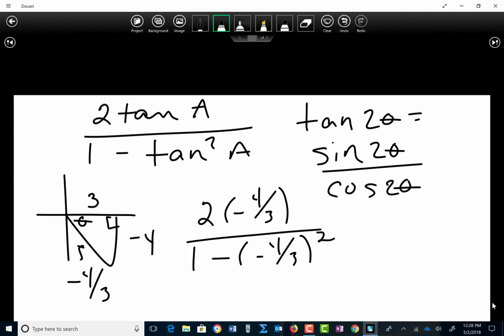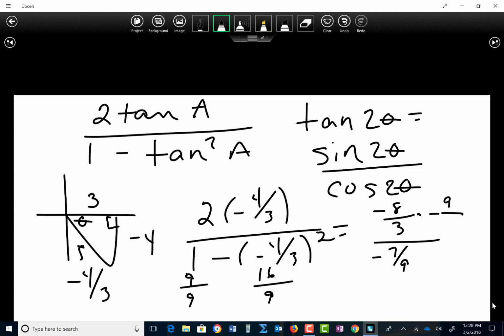Got to make sure that you get your math right. 2 times negative 4/3 is negative 8/3. Negative 4/3 squared is 16/9, and 1 would be 9 over 9, so that would be 9 over 9 minus 16 over 9, which would be minus 7 over 9. We're going to flip the 1 on the bottom and multiply, so this will cancel, and 2 negatives make a positive, so we would be left with positive 24 over 7. A lot of you got the wrong sign again on that one.